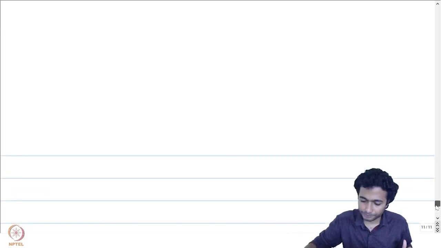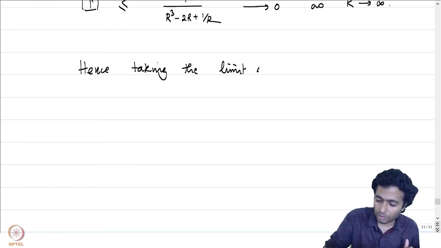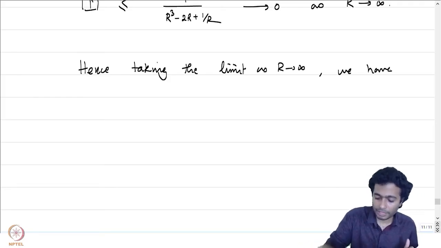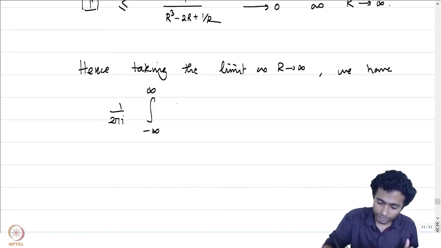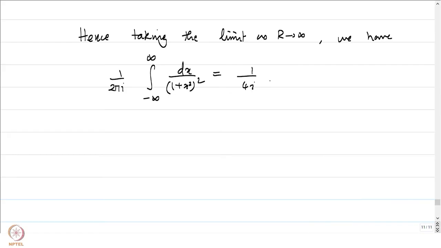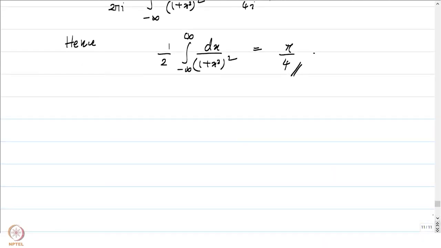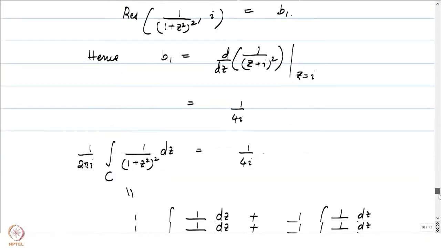Therefore, what we have is the following. Hence, taking the limit as r goes to infinity, we have 1 by 2 pi i times the integral from minus infinity to infinity of dx by (1 plus x square) the whole square is equal to 1 by 4i. And hence, what we conclude is that half of the integral from minus infinity to infinity of dx by (1 plus x square) the whole square, the i's will cancel off, the 2's will cancel off, this is going to be equal to pi by 4. So, a seemingly difficult integral to compute is computed by using the power of residues, and we get a concrete answer.